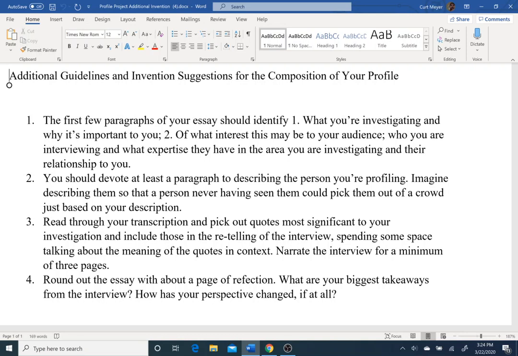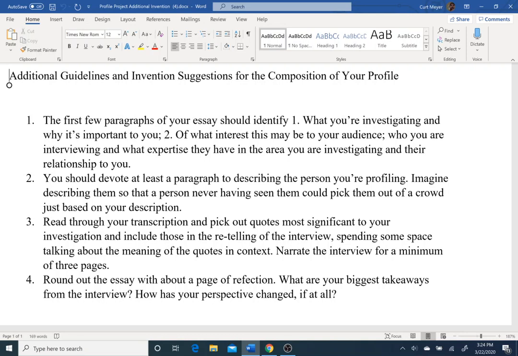Okay, now number 3 in this list is very important. This is the crux of the crafting of the profile. So read through your transcription and pick out quotes most significant to your investigation and include these in the retelling of the interview.